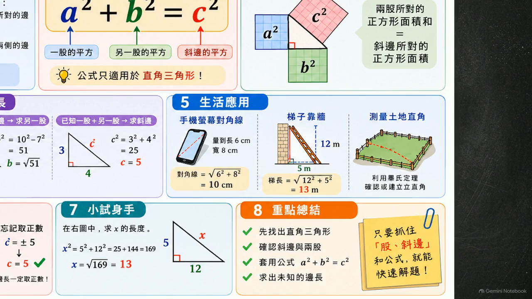First, never treat a leg as the hypotenuse. C must be the longest side. Second, square the numbers before adding them. Third, remember that physical distance is always positive.